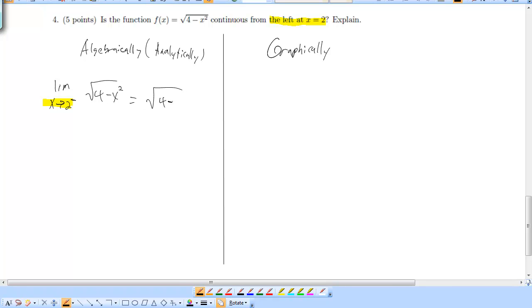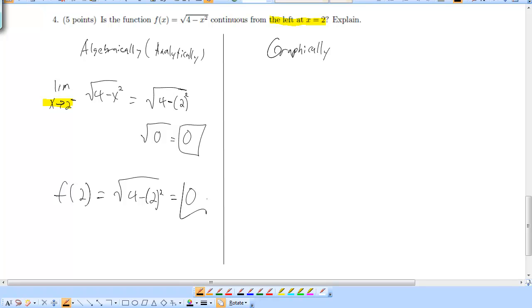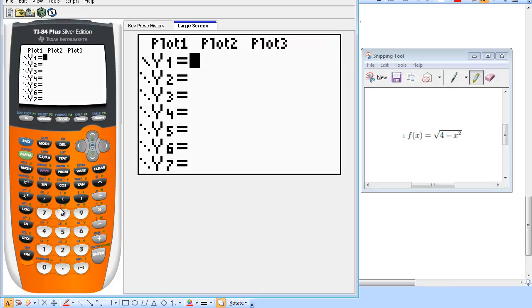So you can do this with tables if you do it with your graphing calculator, but here's the idea. As we approach 2 from the left, 2 is in the domain, so you could just substitute it in. It doesn't do any bad things to that function. So your function value and your limit are both the same thing. This is a really trivial example. Since your limit is equal to your function value, they're the same. But here's what that looks like graphically.